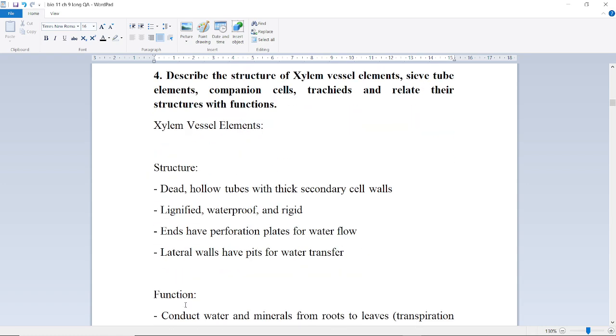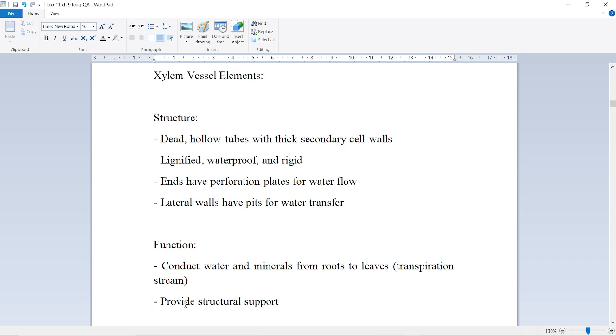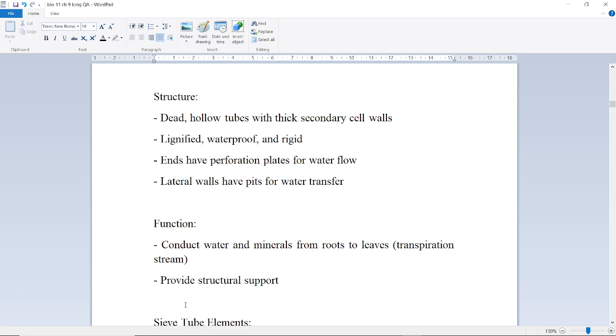Next question is: describe the structure of xylem vessel elements, sieve tube elements, companion cells, and tracheids, and relate their function and structure. Xylem vessel elements structure: they are dead, hollow tubes with a thick secondary cell wall, lignified, waterproof and rigid, and have perforation plates for water flow. Lateral walls have pits for water transfer, and their function is to conduct water and minerals from root to leaf in the transpiration stream and provide structural support.